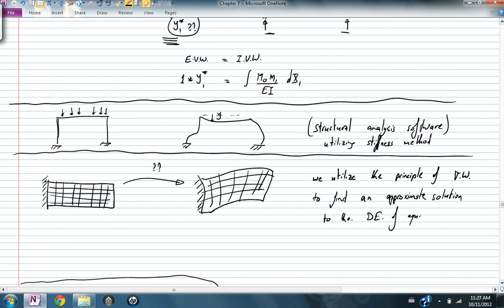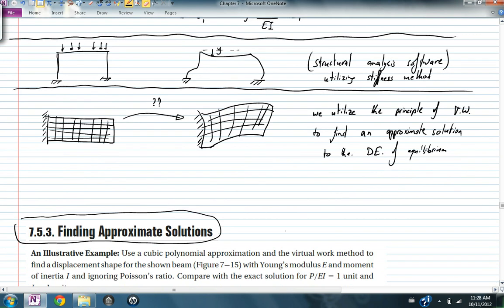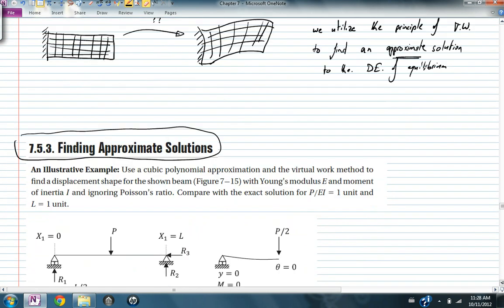Now, as we talked about in chapter 4, the differential equation of equilibrium is actually very complicated, and it's usually very difficult to find an exact solution to this differential equation of equilibrium. That's why we utilize the principle of virtual work to find approximate solutions, and this is the subject of today's part: how to find an approximate solution using the virtual work method. So let's try and understand now what is the difference between an approximate solution and an exact solution. We're going to do this using an example.